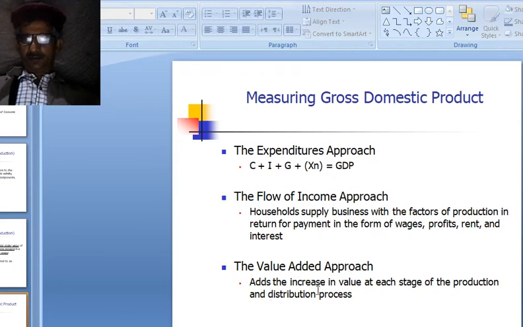It adds the increase in value at each stage of the production.